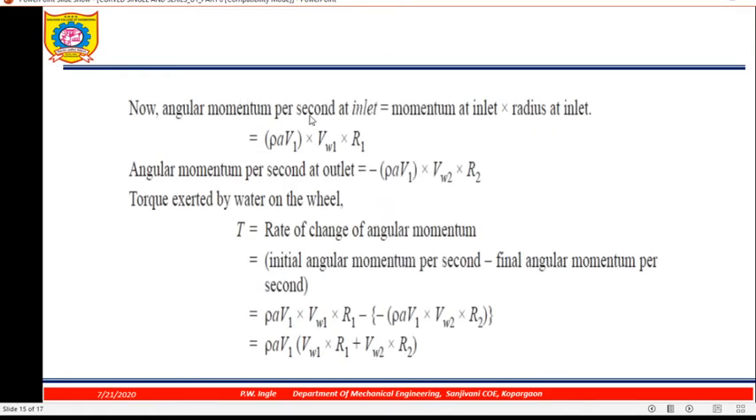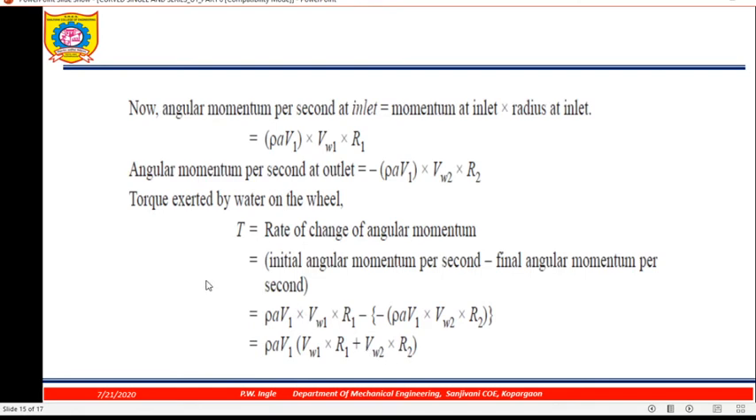Now angular momentum per second at inlet is nothing but linear momentum at inlet into radius, so it is rho A V1 VW1 R1. Similarly, angular momentum per second at outlet is minus rho A V1 VW2 R2. Now the rate of change of angular momentum is nothing but the torque exerted by the water on the wheel. So it is the initial angular momentum per second minus the final angular momentum per second. The initial is rho A V1 VW1 R1 minus of minus rho A V1 VW2 R2. So finally you get rho A V1 into VW1 R1 plus VW2 R2.